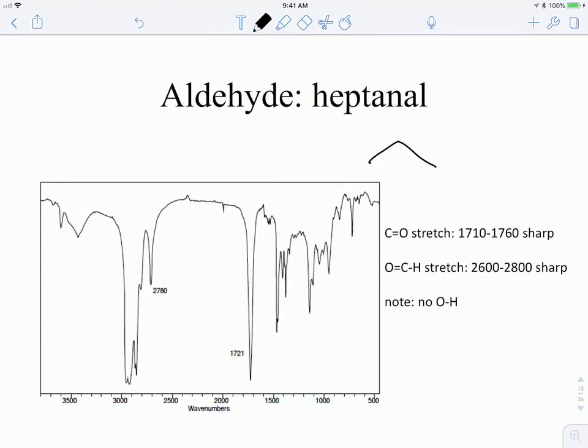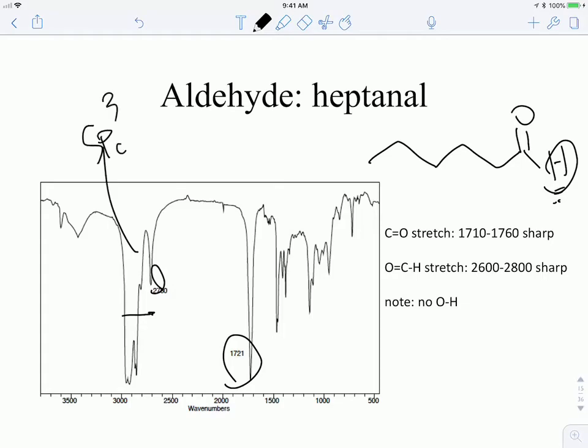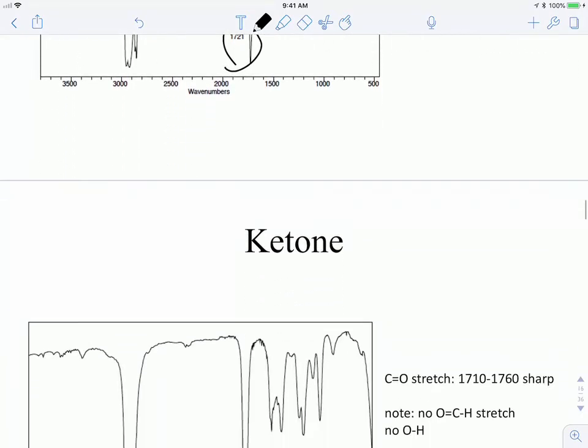Here we have heptanal. Remember, an aldehyde has a hydrogen on the end bonded to the carbon-oxygen double bond. Here we see our characteristic sharp carbon-oxygen double bond peak, but the CH bond of an aldehyde is shifted over to the right compared to the rest of the sp3 CH bonds. So that tells us there's an aldehyde present. This peak right here does. There's no OH peak, so we can exclude alcohol as a possibility.